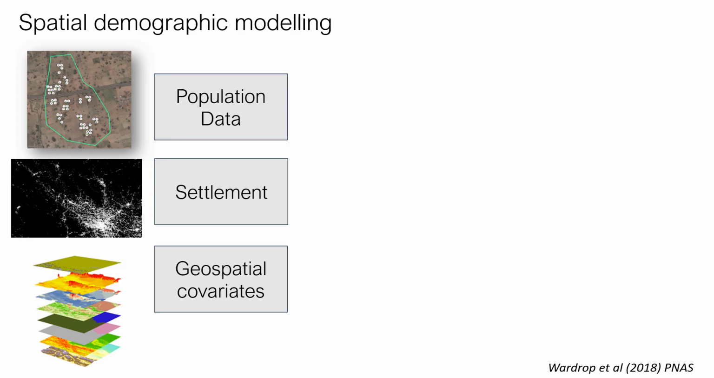So the ingredients here are some form of population data that we trust, some form of settlement data, whether that's buildings or just the outline of settlements that tell us these are the areas where people are and these are the areas where people are not. And then these geospatial stack of covariates to help us understand within those settled areas what are the variations in population likely to be.